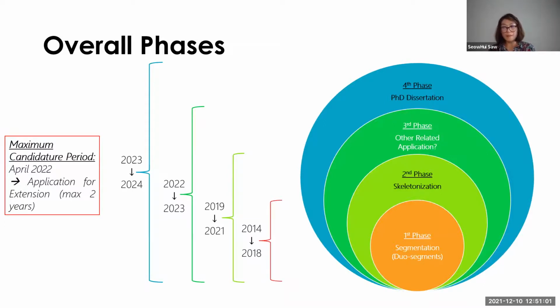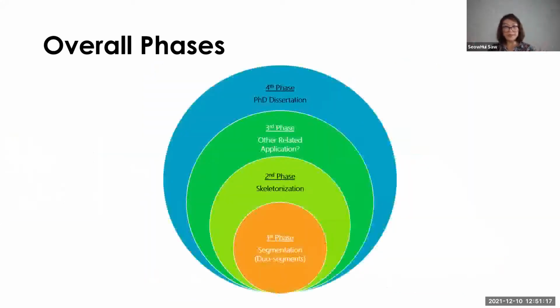Now, my candidature ends next year, April, but according to my supervisor, Prof. Yu, he suggested I apply for an extension to complete the third and fourth phases. And the maximum extension in UTAR is 2 years. So let's take a closer look at these phases.